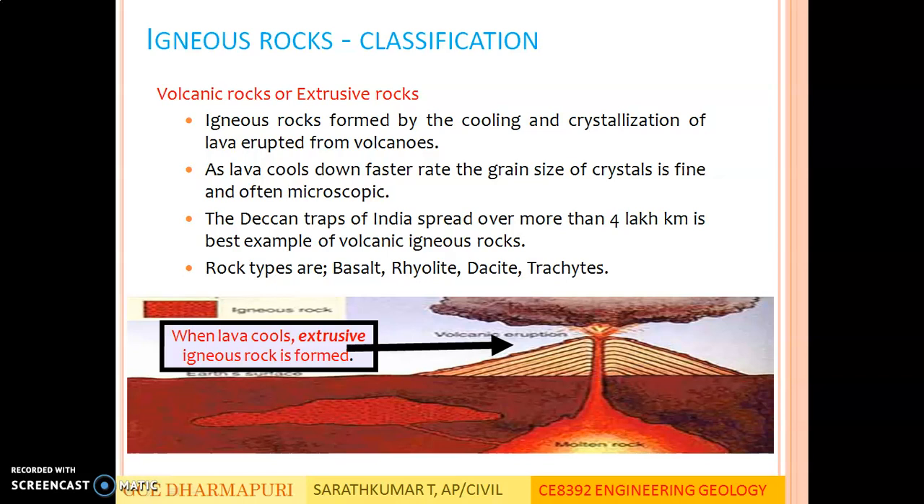So when, due to some volcanic eruption, the molten material comes out of the earth's surface, once it reaches the surface, the temperature cools down and it starts to cool. Since it starts to cool at a very rapid rate, the crystals formed will be very fine, and such rock formation is called extrusive rocks or volcanic rocks.